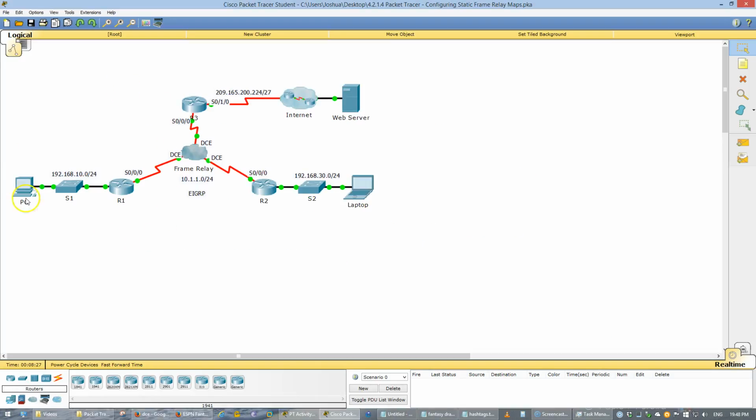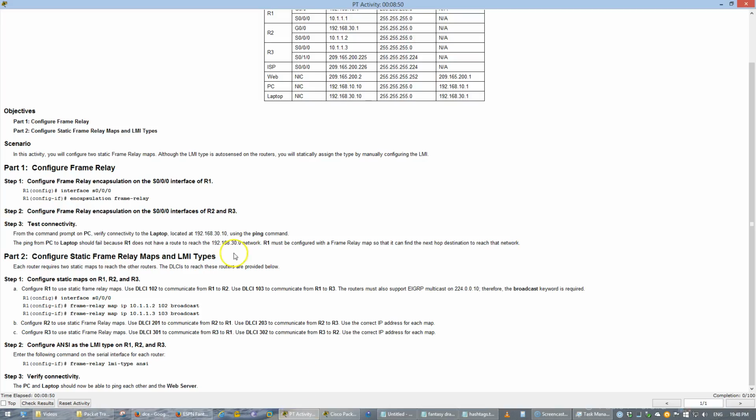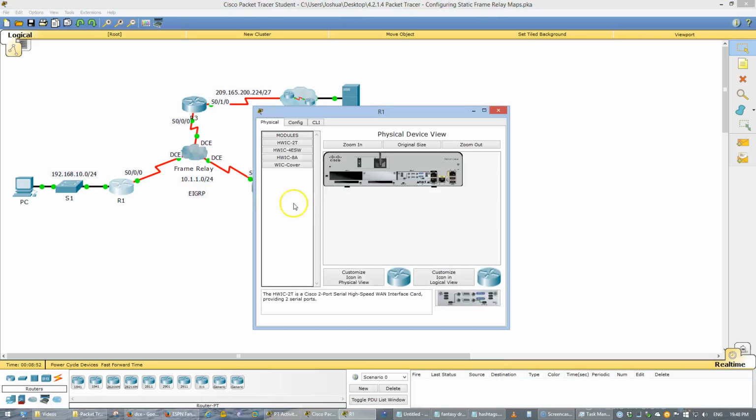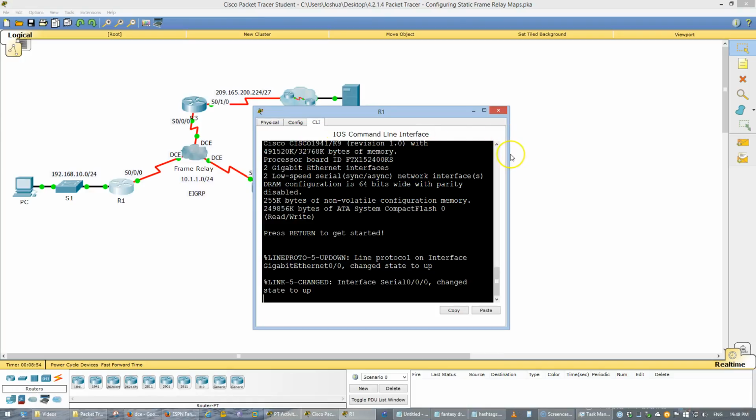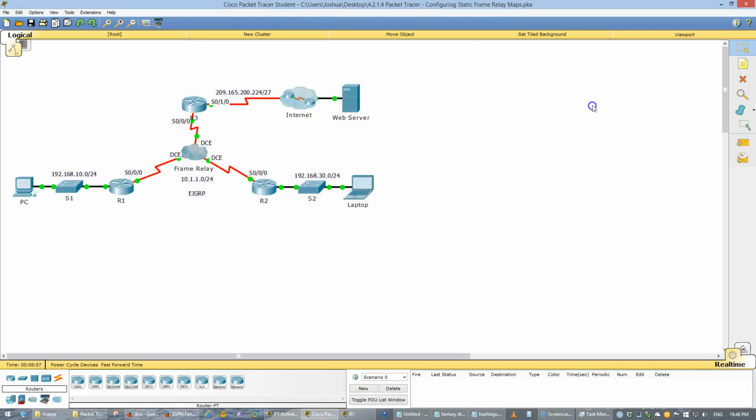Okay, let's go ahead and look at the topology here. Here's the frame relay switch. Got 3 branch routers, the internet web server, and let's look at the instructions. 2 static relay maps, as opposed to dynamic, which would be using inverse ARP, which we'll learn about in another Packet Tracer. Okay, configure frame relay encapsulation on R1 serial 0/0/0. This Packet Tracer is very simple.